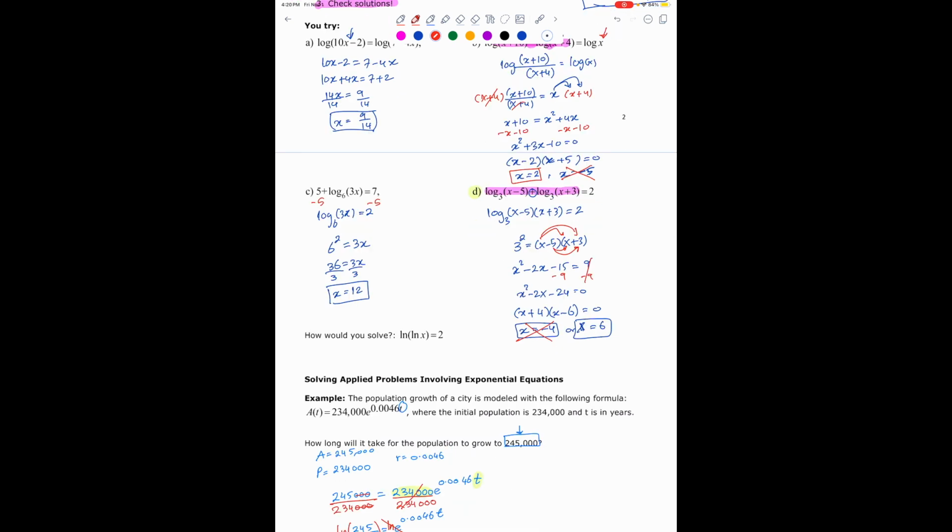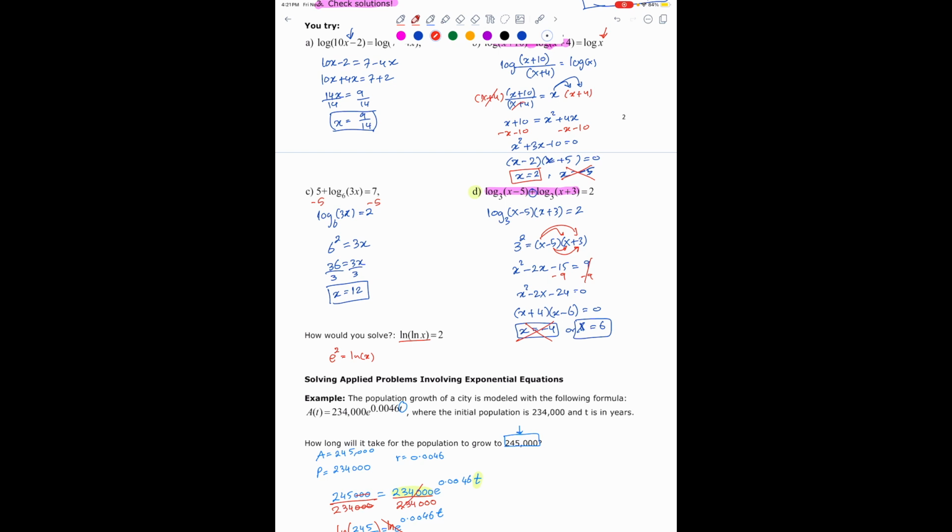Last but not least, let's try natural logarithm of x is equal to 2. So first I'm going to turn this into exponential form. I have a log on this side. So I'm going to say this is equal to the base e raised to the second power equals natural logarithm of x. So that is one step.